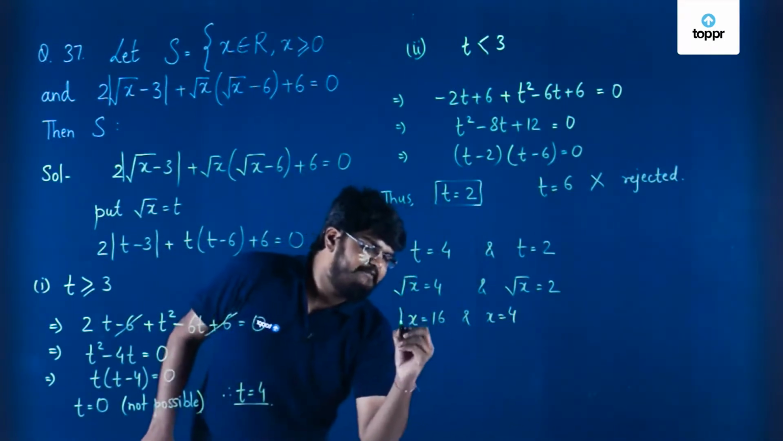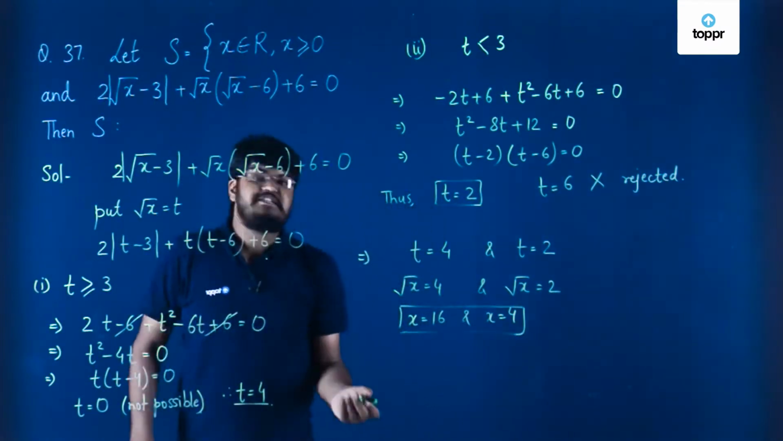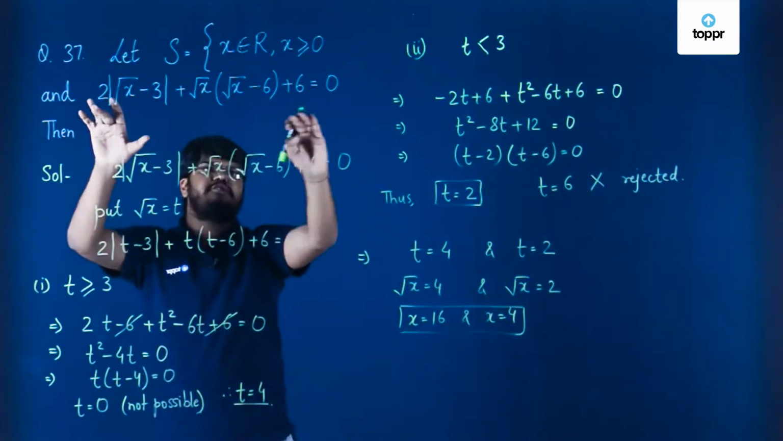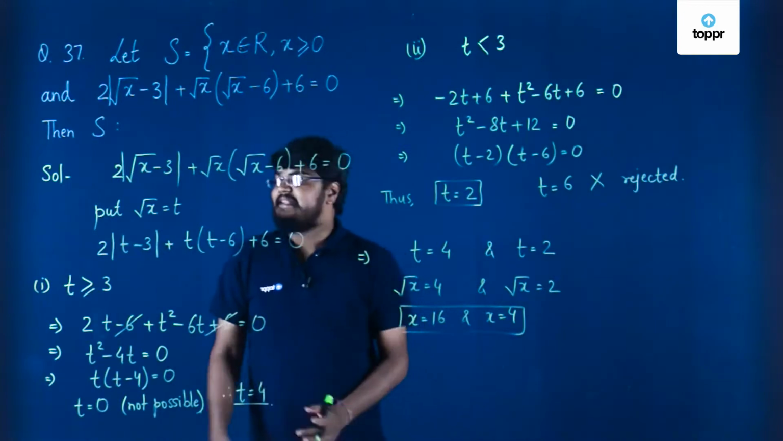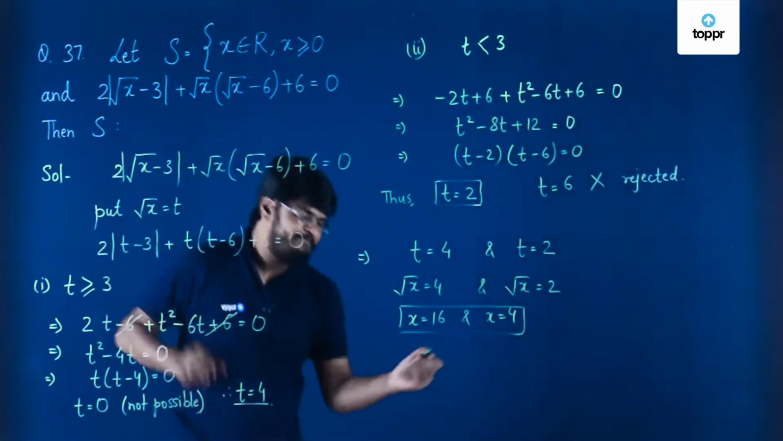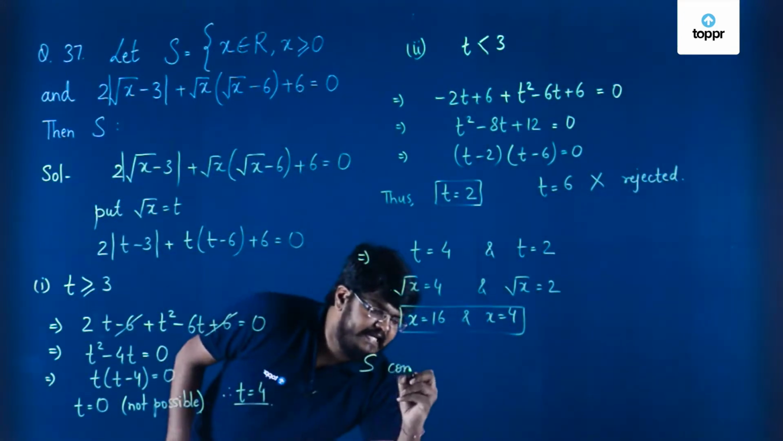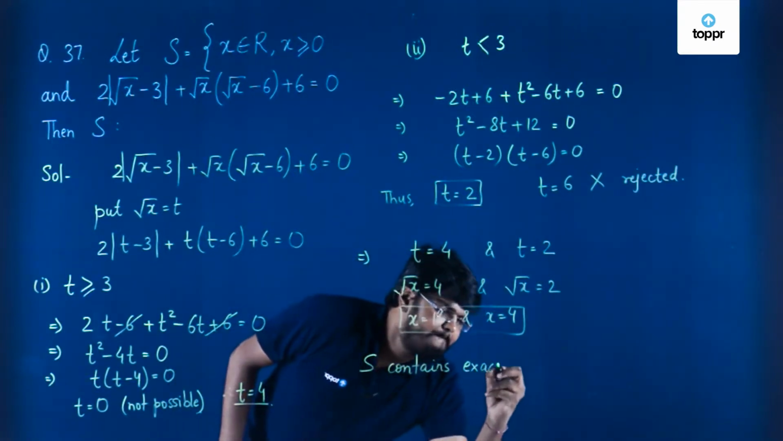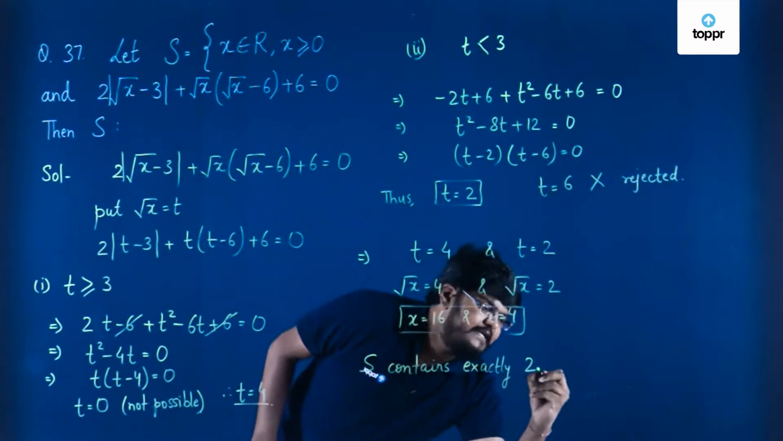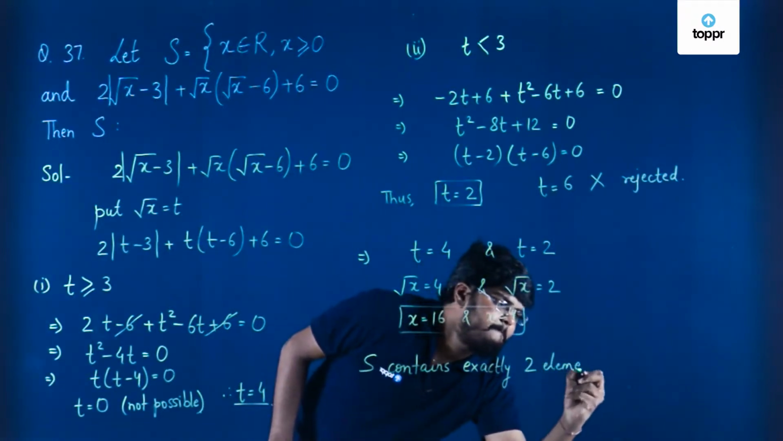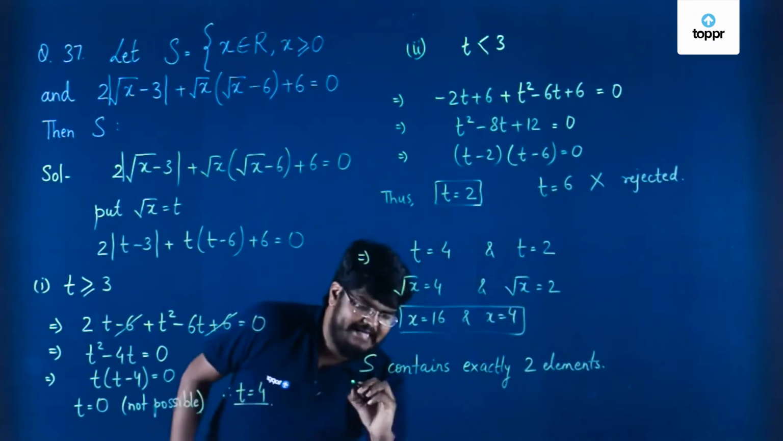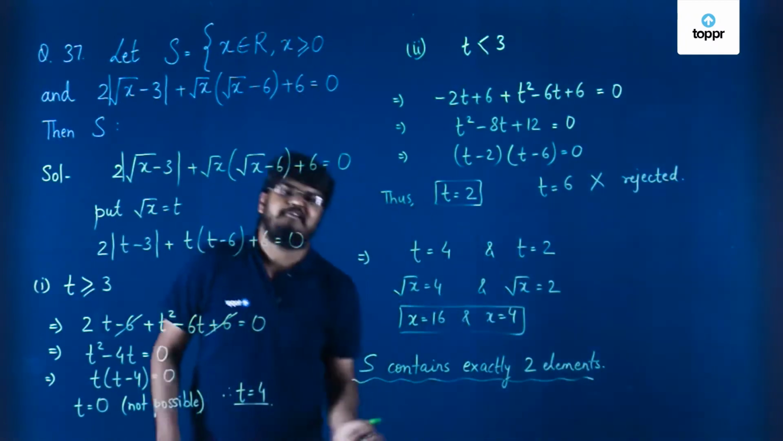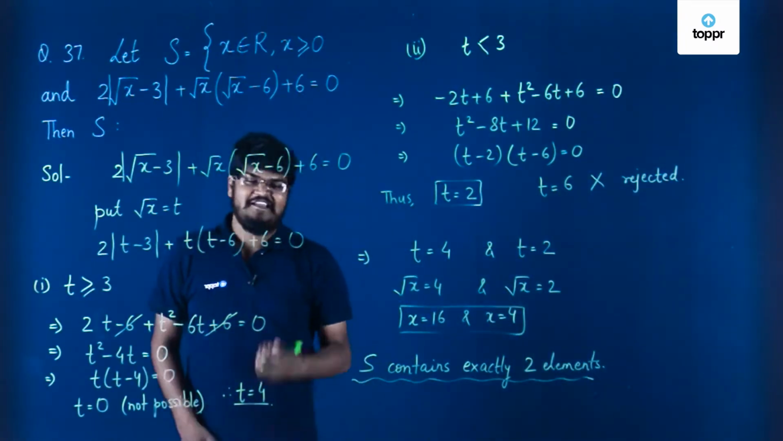So these will be the two values which are solutions of this equation, and this means that our set S contains exactly 2 elements. So this right here is the answer of this problem. I hope you've got it. All the best.